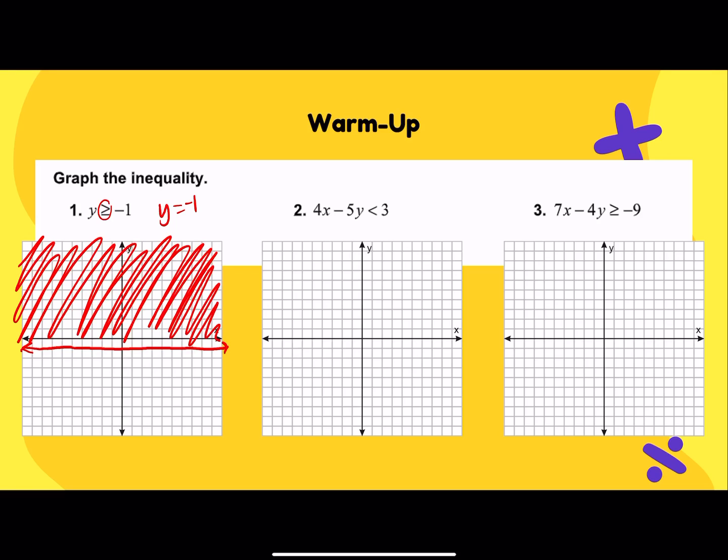Number 2, I've got to move some things around. I want it to look like y equals mx plus b. So I want this guy to come over here. When I do that, he's going to become negative. And now to get y by itself, I have to divide everything by -5. Well, what's my rule for inequalities when I divide by a negative? I have to flip this sign. Don't forget that step or your shading is going to be the wrong direction.